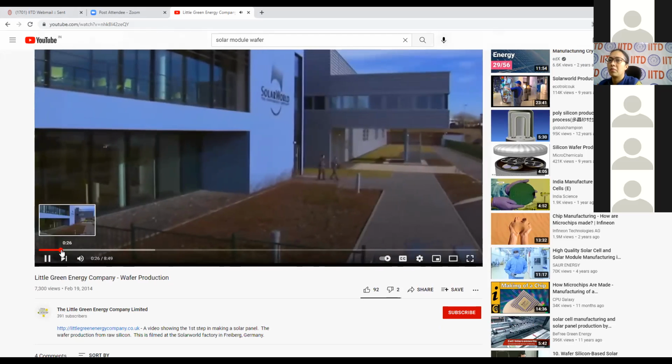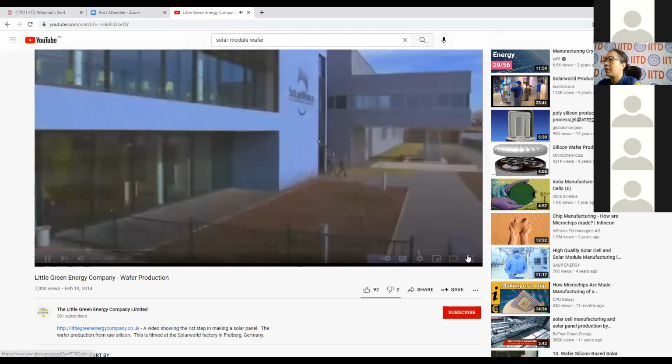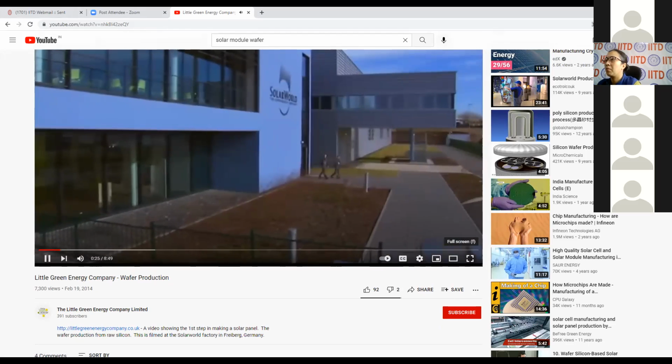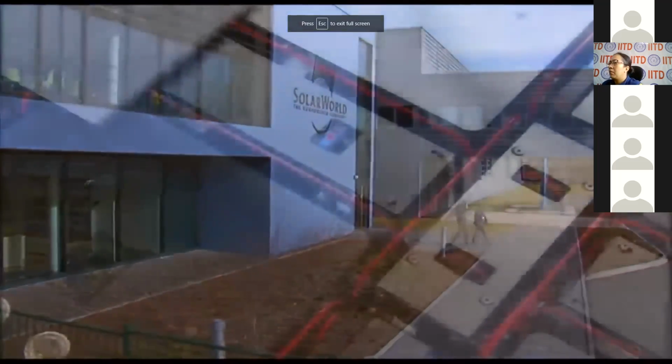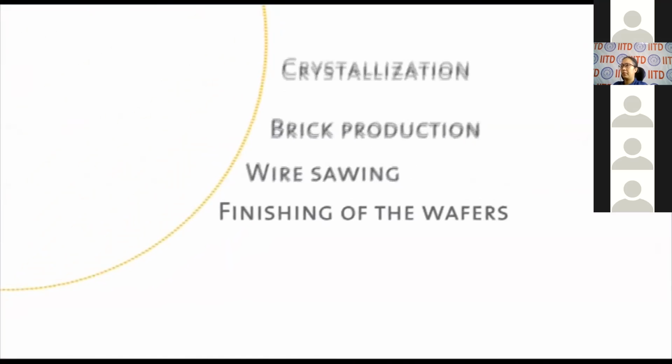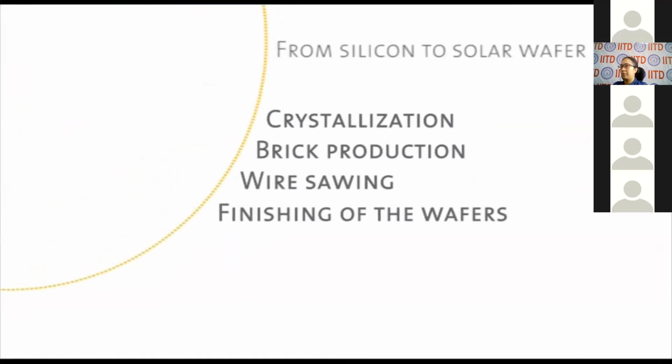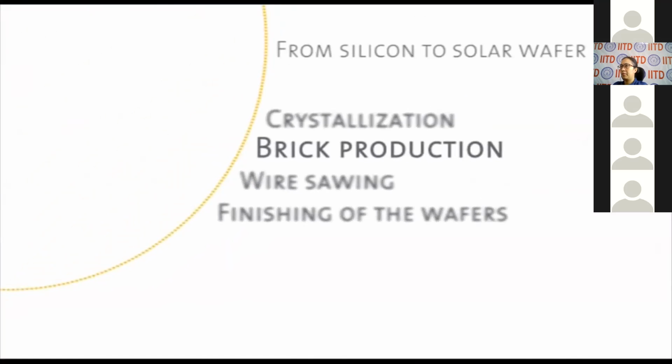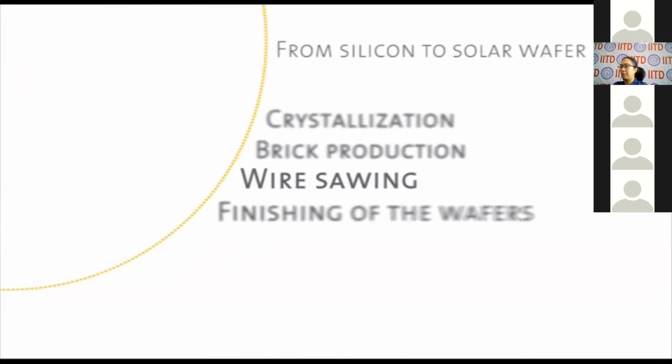Freiberg plant, SolarWorld. At its Freiberg plant, SolarWorld produces multicrystalline silicon wafers for the photovoltaic industry in accordance with the highest quality standards. The preliminary products for solar cells are manufactured in 4 almost fully automated production processes: crystallization, brick production, wafer fabrication, and wafer finishing.